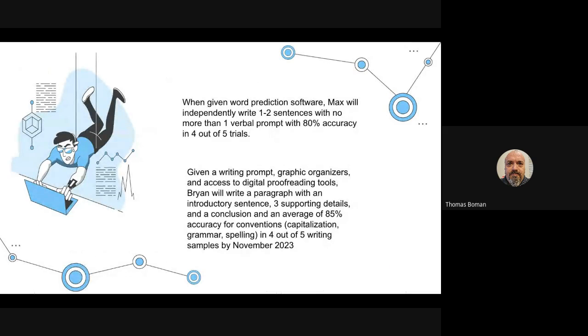One thing I did want to point out with this top goal, given word prediction software, this is just one difference. The previous goal, if you remember, just said with the use of assistive technology, and this one was a little bit more specific. So either way is perfectly fine. With this goal, I would still put word prediction software in as an accommodation, but in the actual goal, it's just a matter of preference whether you include that device in that spot or not.